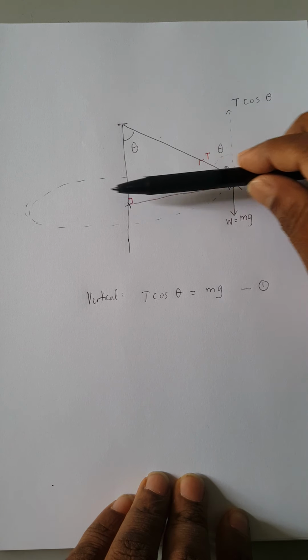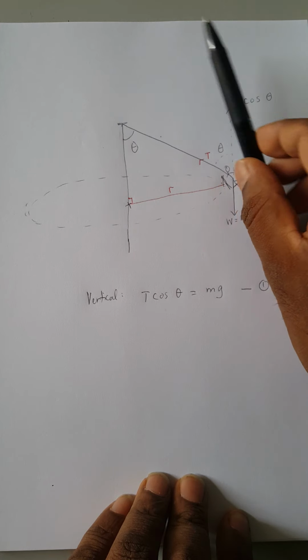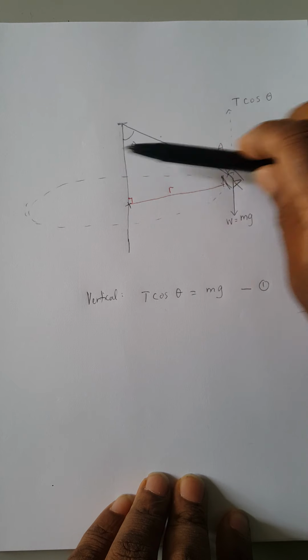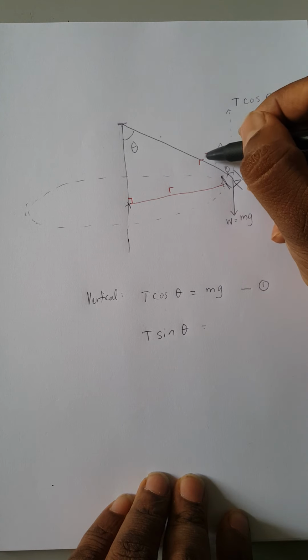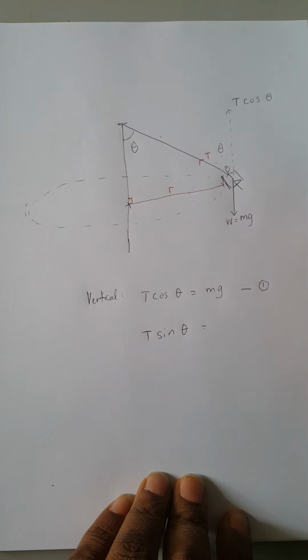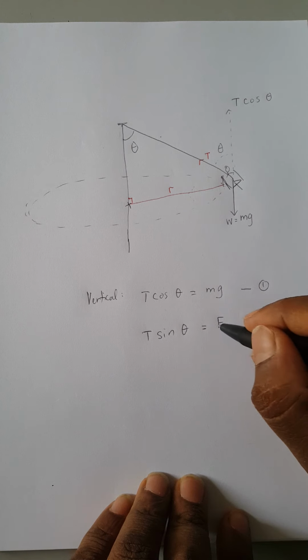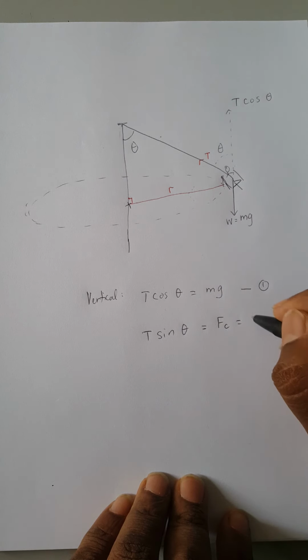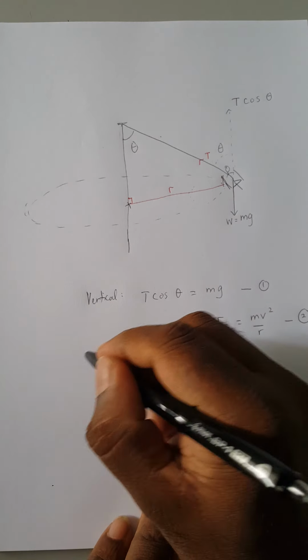So if you resolve here, you get a horizontal component. This should be sine, so when you resolve, you get T sine theta. If you look at the arrow, T sine theta is moving in towards the circle. That is what we call the centripetal force, Fc, which equals mv squared over r. So this is the horizontal.